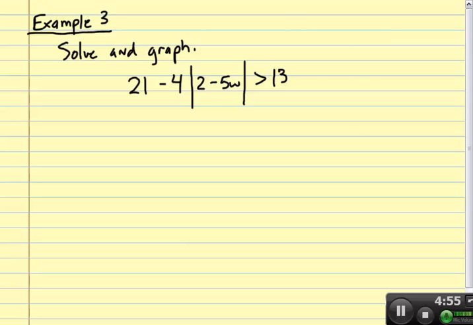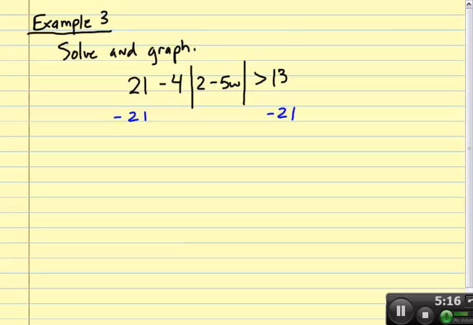That we've got this absolute value, but it's kind of buried in this inequality because I've got stuff outside of it. So the thing I have to do is isolate the absolute value, just like I would isolate a variable. The first thing I want to do is subtract 21 from both sides.